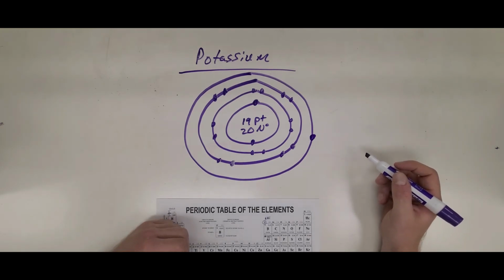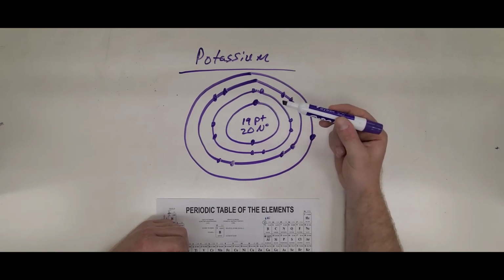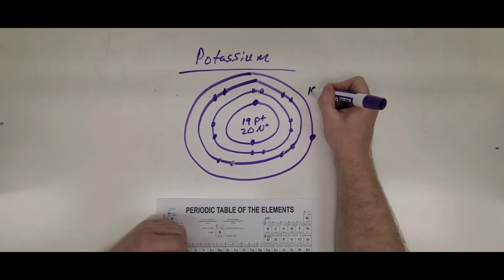Take a moment and count it up to make sure we're right. So we got 2 energy levels of 8. That comes out to 16, 17, 18, and 19 total.